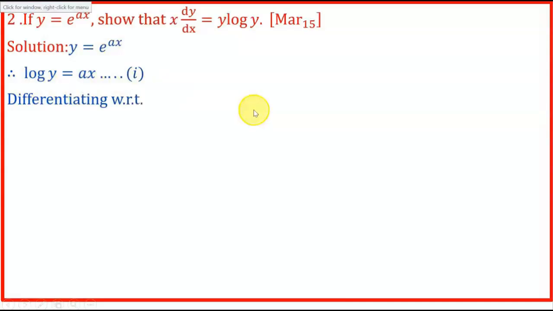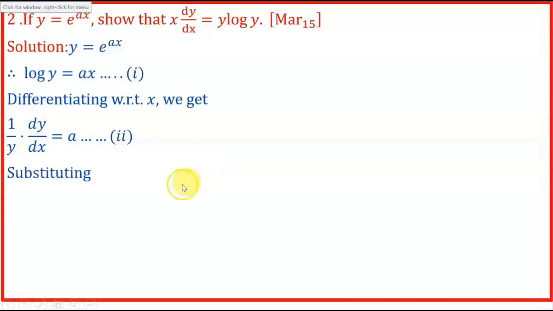Now differentiate this with respect to x. The derivative of log of y is 1 upon y into dy/dx. The derivative of ax is a, since the derivative of x is 1. Therefore 1 upon y into dy/dx is equal to a. This is the second one. Okay. Substituting the value of second in first. Here we will substitute the value of a in this equation.